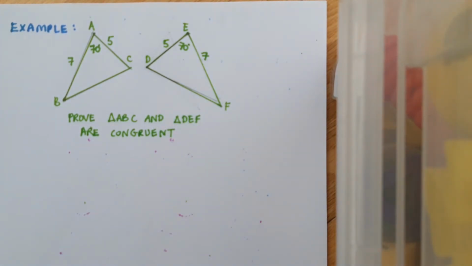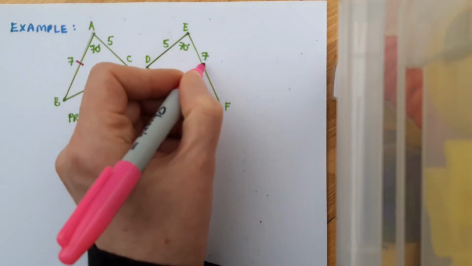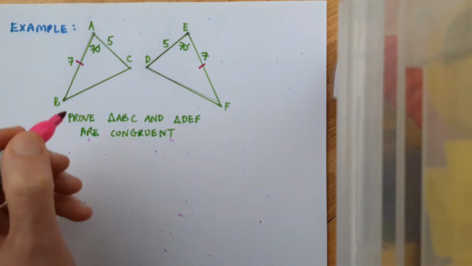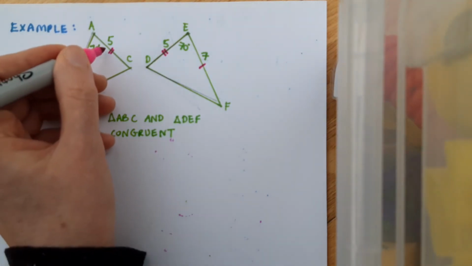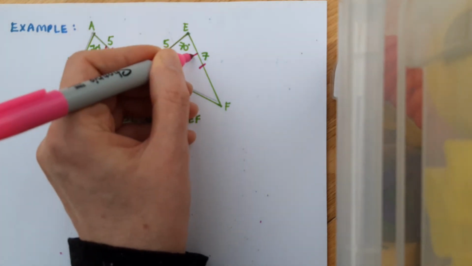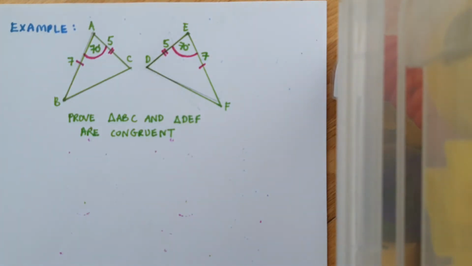So I'm going to first of all have a look at the information. Well, I can see that this side and this side are equal. I can see that this side and this side are equal. And I can also see that this angle is the same size in both. If you refer back to the different types of congruency, which kind is this, do you think? So this is side, angle, side.